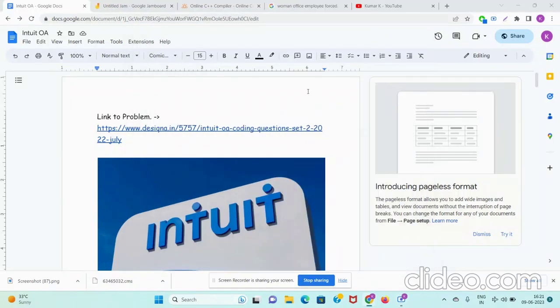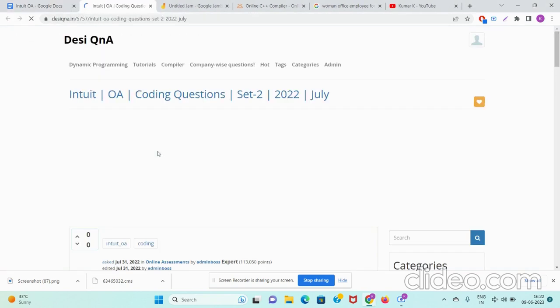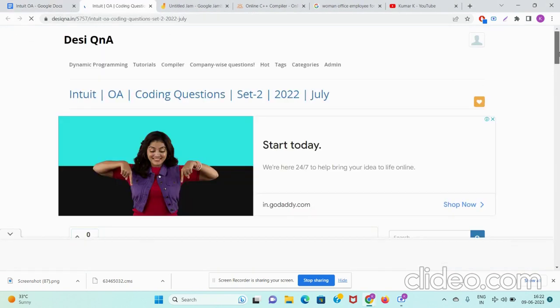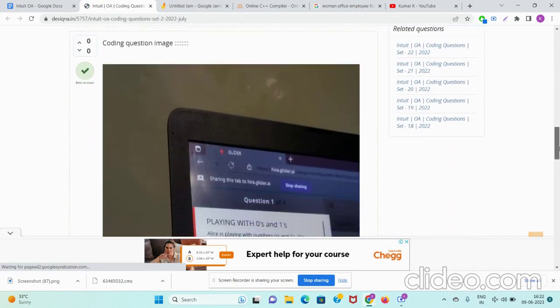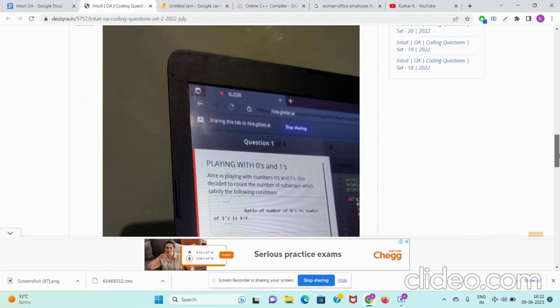So, guys, today we are going to discuss a very interesting and very hard OA problem which was asked in Intuit some days ago. Okay, so this is the problem. First let's read the problem, but before that, guys, let's jump straight to the problem.